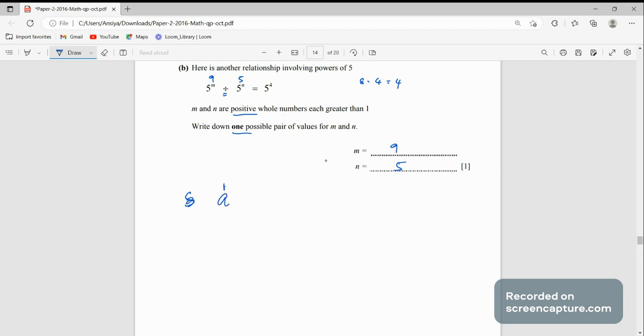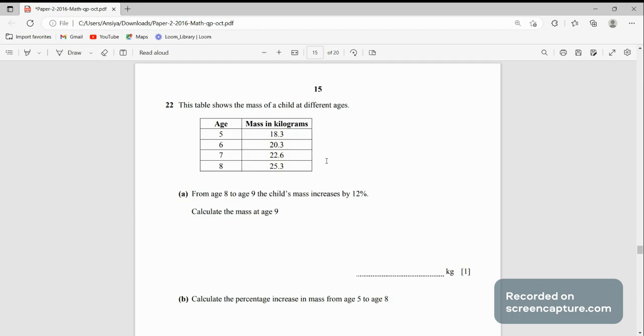A to the power m divided by a to the power n equals a to the power m minus n, which means in division we subtract the powers. Remember that basic rule. Question number 22.